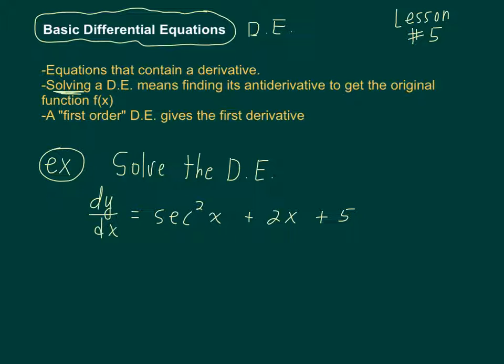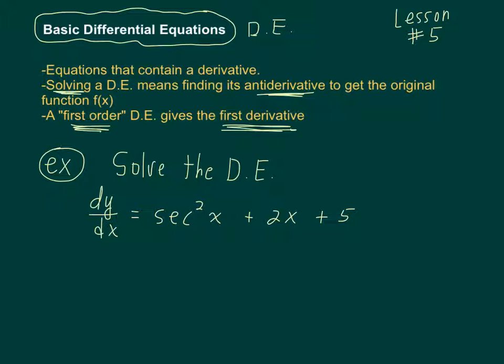Well, if we're going to go from a derivative to an original function, we're going to need the antiderivative. So we're going to have to find the integral of what's given in order to solve it. Just some lingo here. If we're talking about a first order differential equation, that's where you're given the first derivative. If we're told that we have a second order differential equation, that would imply that we're given the second derivative. But the majority of the time we're going to be looking at first order differential equations.